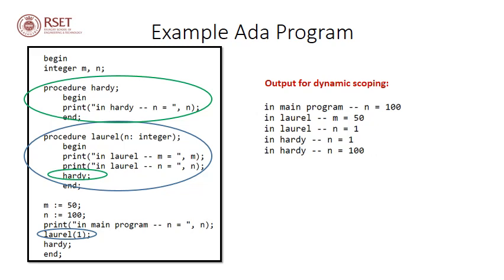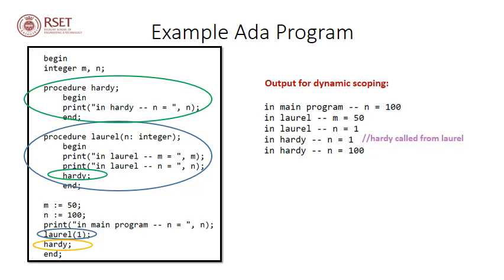We know that the procedure Hardy has been called from the procedure Laurel, and in that we have a binding of n to 1. So that value will be taken up, and now it prints "in Hardy n is equal to 1". So if Hardy is called from Laurel, it prints "in Hardy n is equal to 1". Now we'll return back to the function Laurel, which also completes, and the execution resumes at the line after Laurel is called in main. So it will resume at this point, and Hardy gets called from main.